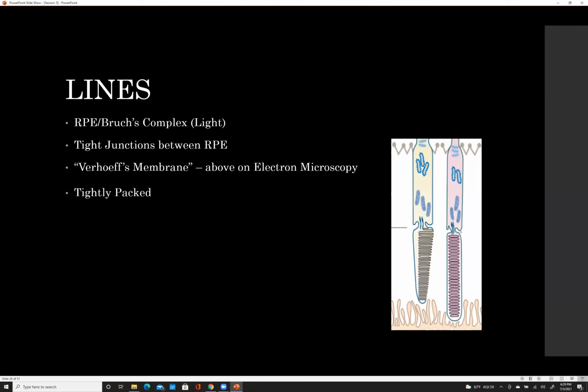But the other reason I want to mention this is, yes, they're tightly packed, but the tight junctions also function as the second blood-retina barrier. The first blood-retina barrier, which is also the blood-brain barrier, is the actual endothelial cells that line the retinal vessels, the ones that course through the inner retina. But the second blood-retina barrier is the RPE tight junctions between each other, because where does the outer retina get its blood supply? From the choroid. Diffusion through the choroid, the watershed zone, etc.